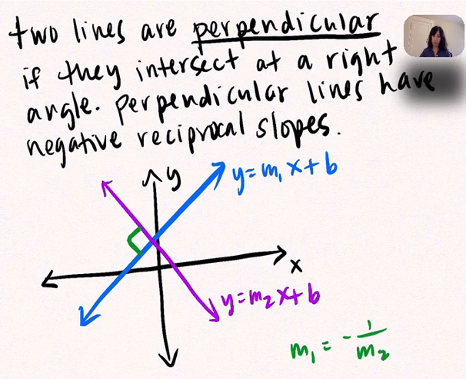Now, what's the relationship between the slopes of perpendicular lines? Well, they have this property that one of the slopes is equal to -1 over the other slope. You'll also see this sometimes written like this: m1 times m2 is equal to -1.